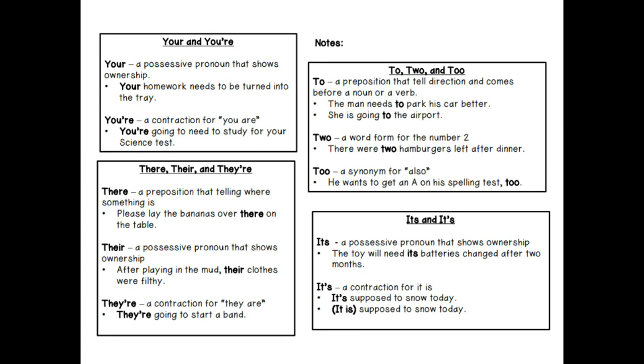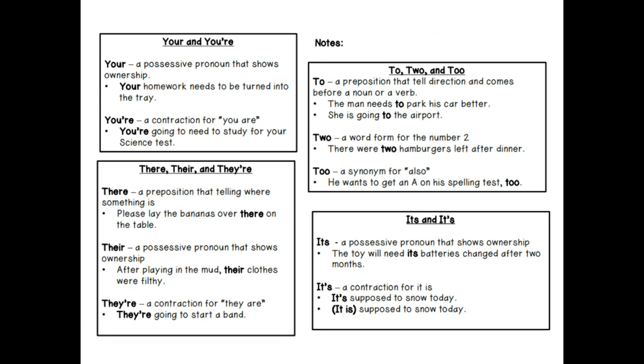The last one is a contraction, similar to the top one with your. THEY apostrophe RE. A contraction for they are, so they're going to start a band. Okay, to make sure that you're using the right one, you would break it up and say they are going to start a band. Okay, yes, that makes sense. So I know that I'm using the correct one.